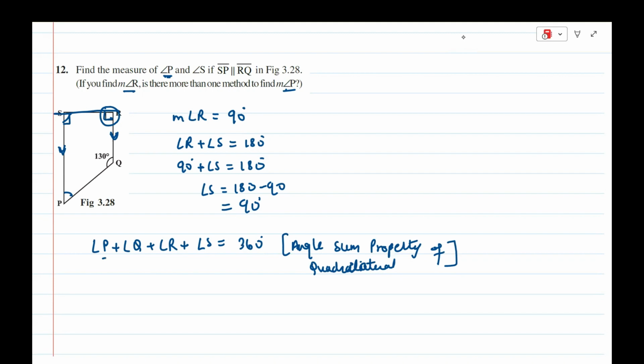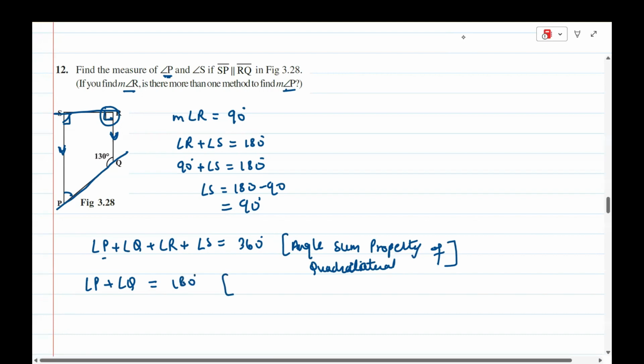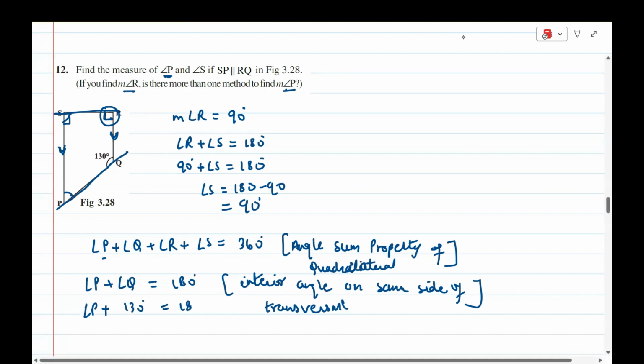Again, SP and PQ are parallel. And this time I can take PQ as transversal. So again, angle P and angle Q are supplementary. That is interior angles on the same side of the transversal. Correct? So these are the two methods. We can calculate by the easier method. Angle P we need to calculate. This is 130 degree and that is equal to 180. So angle P is how much? 180 minus 130 means 50 degree. So that's about this exercise, it is completed.